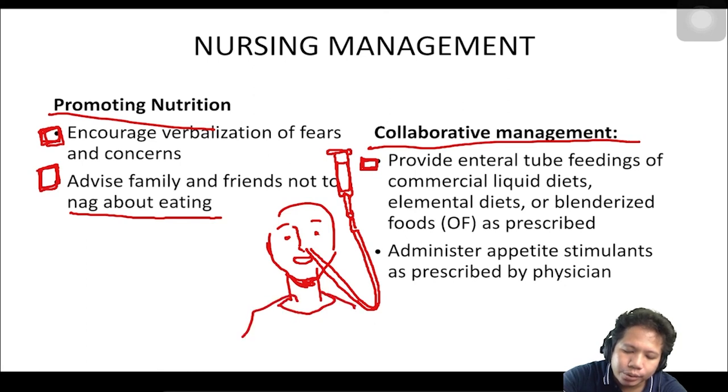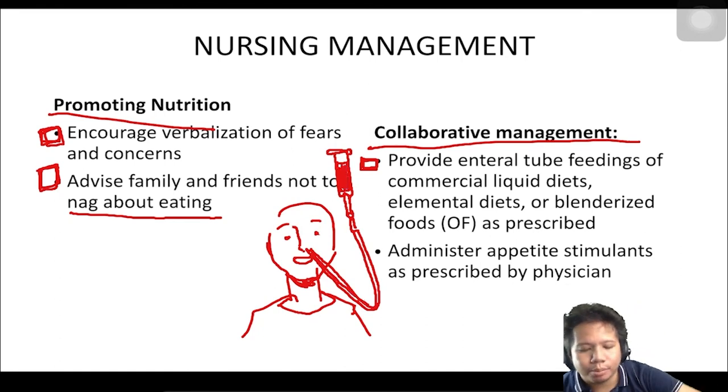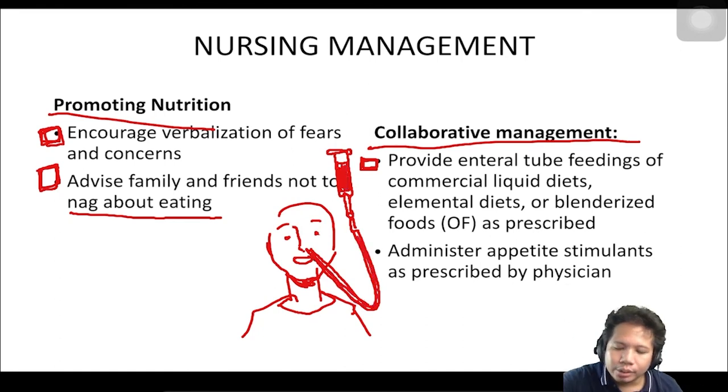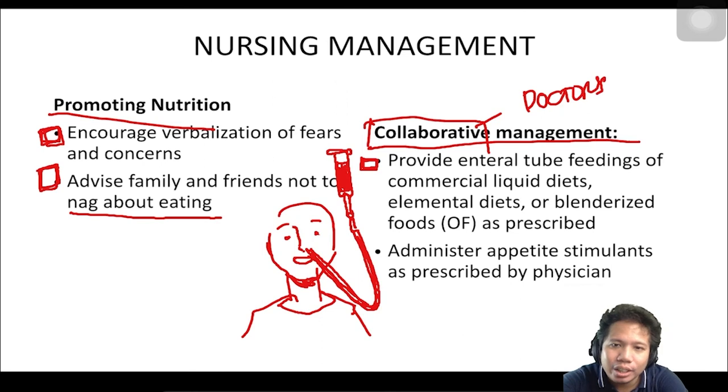So yung food, yan, dinidrip, and it would go straight to the patient's stomach. Okay. So, that's enteral tube feeding as ordered. So, that's why it's called collaborative because you need to have the doctor's order for it. Hindi yung as nurses, you would be inserting an NGT and then feeding the patient. So, you need collaborative management for that one.